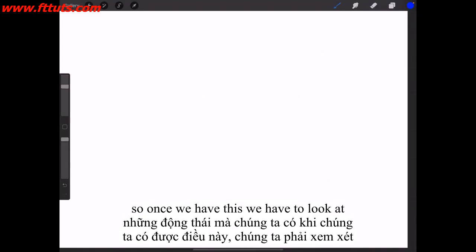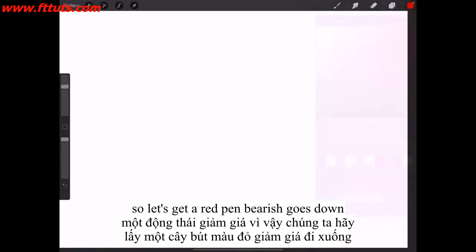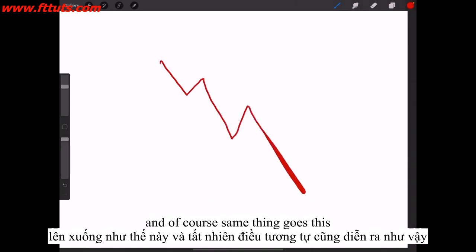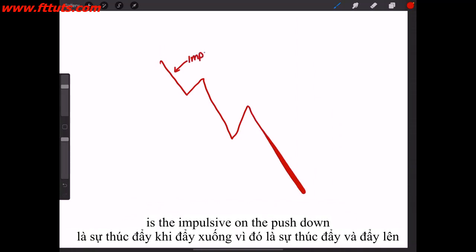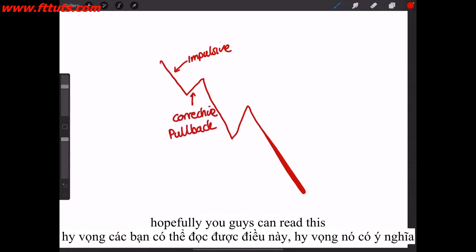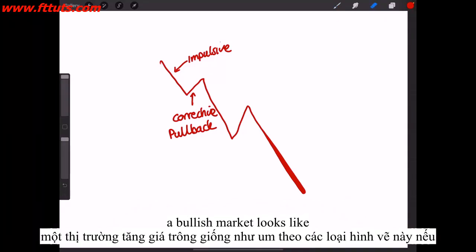So once we have this, we have to look at a bearish move. So let's get a red pen. Bearish goes down, up, down, up, down like this. And of course, same thing goes. This is the impulsive on the push down, as it's the impulse, and the push up is the corrective. Same again, or the pullback. Hopefully you guys can read this. Hopefully it makes sense. So when we have this, this is what a bearish market looks like, and the other was what a bullish market looks like.